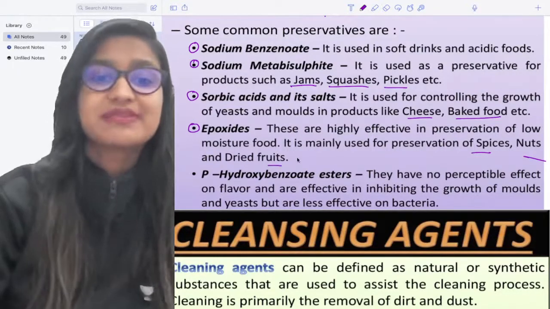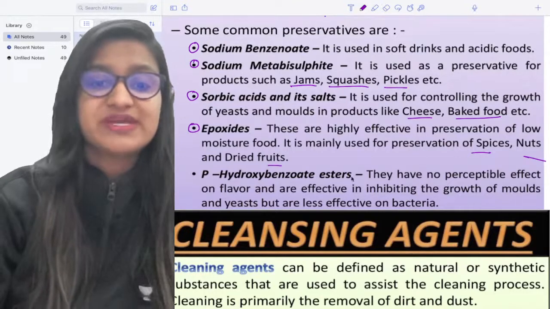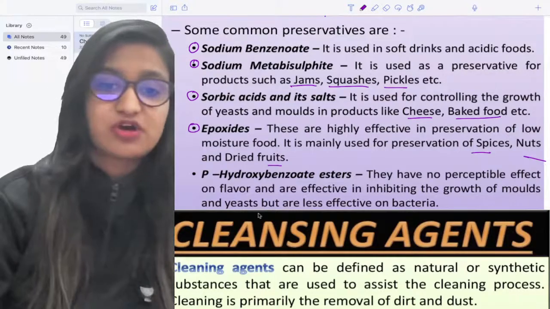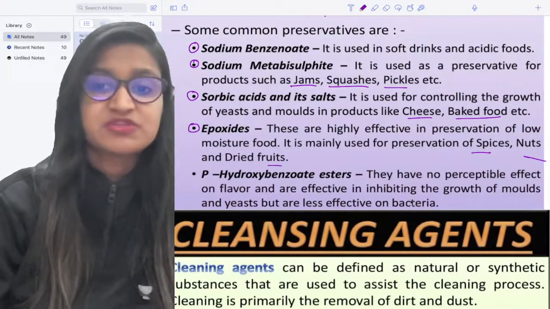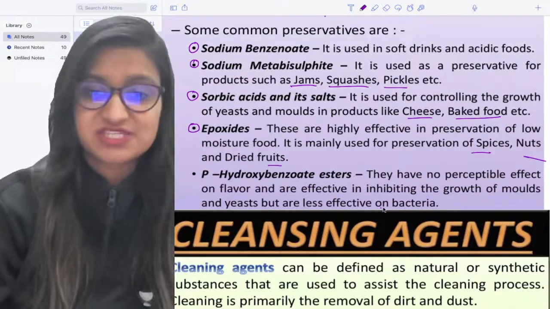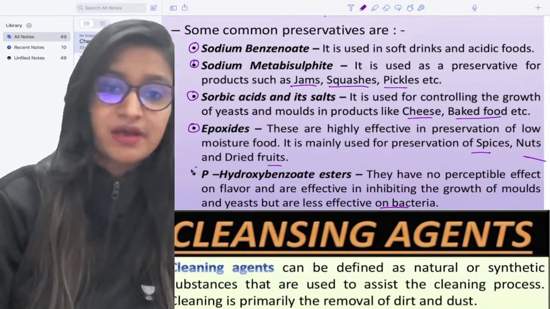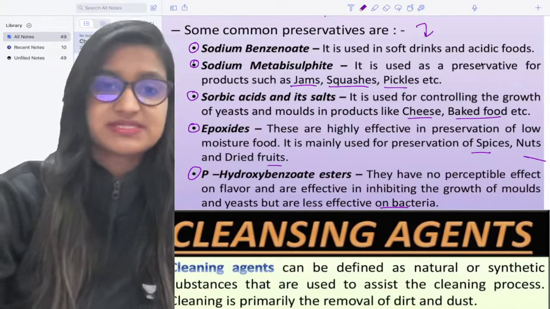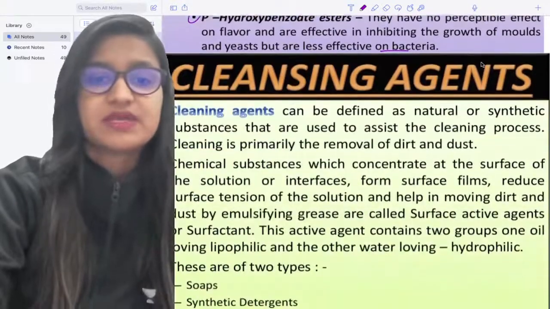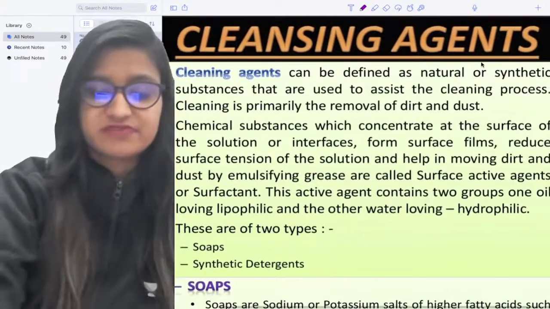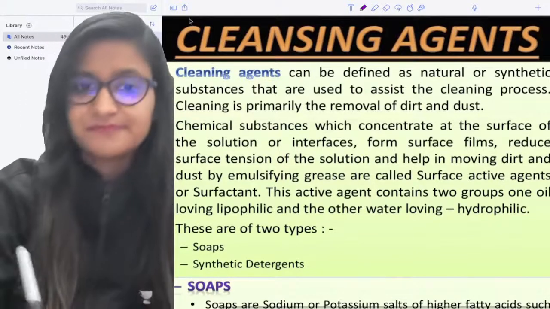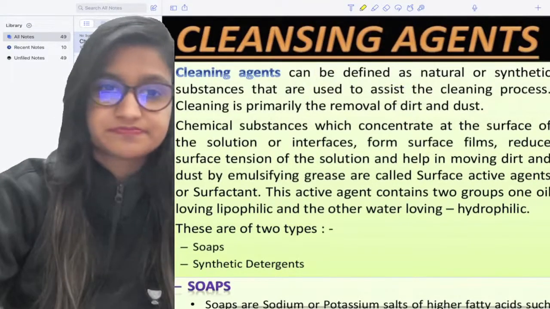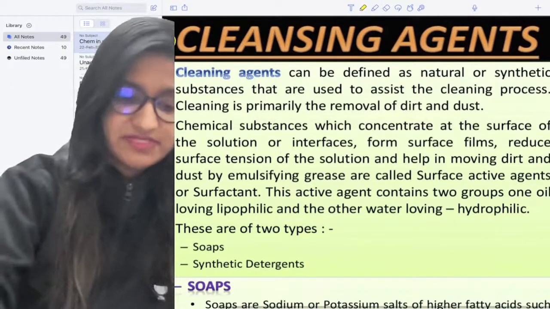ठीक है, next, parahydroxybenzoate esters. So they have no perceptible effect on flavor and are effective in inhibiting the growth of molds and yeast, but are less effective on bacteria. So these are some common preservatives. ठीक है, now this is our last part, which is cleansing agents. What is it? It is the cleansing agents. ठीक है, and then we will be done with this chapter. After this we will be done with this chapter.